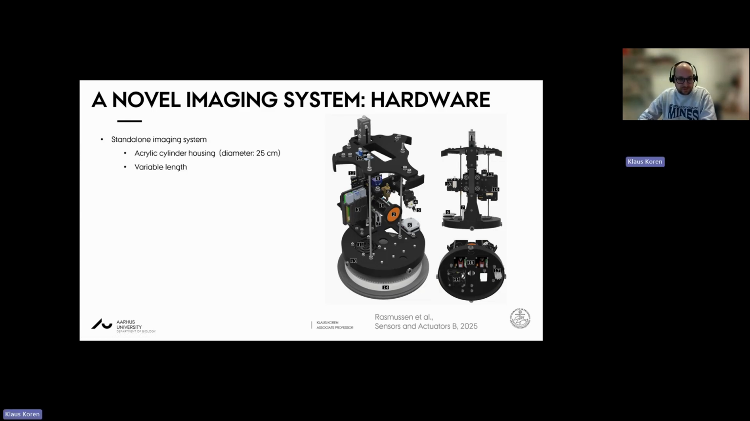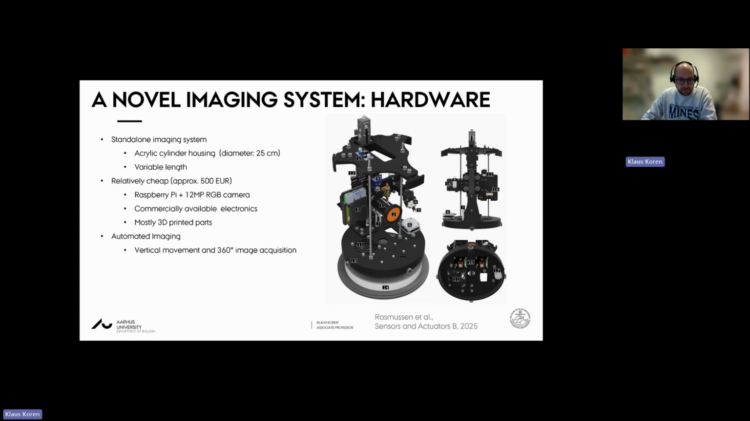It's all based on a Raspberry Pi, and it's placed in a 25 centimeter acrylic housing that is fully transparent. And the whole system is quite cheap. So, I said Raspberry Pi, computer, camera, electronics, most of the things are 3D printed. And the camera can turn freely 360 and can move up and down, so we can really get a full view of the entire exterior. We can fully automate it, can image quite fast, every few seconds, and still with quite high spatial resolution.